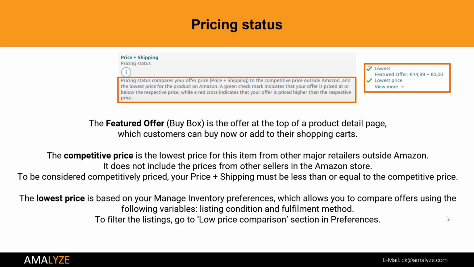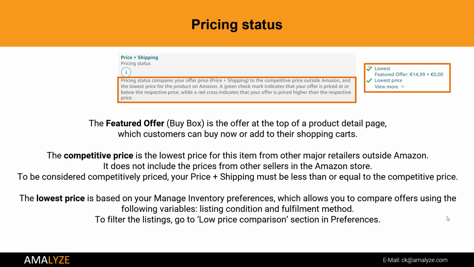The competitive price is the lowest price for this item from other major retailers outside Amazon. It does not include the prices from other sellers in the Amazon store. To be considered competitively priced, your price plus shipping must be less than or equal to the competitive price. Here's one of the problems. Of course, the lowest prices for items from other major retailers outside Amazon are without shipping costs. Just keep that in mind when it is about competitive price.